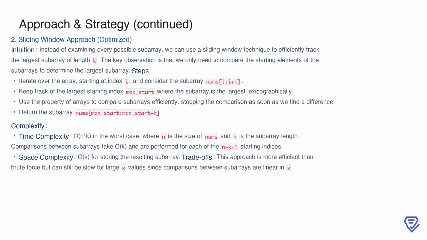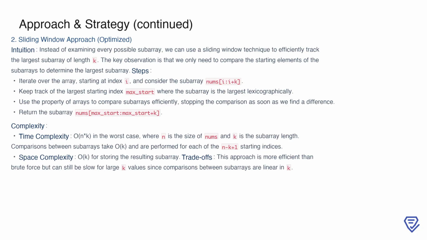Instead of examining every possible subarray, we can streamline the process using a sliding window to focus only on the necessary comparisons. The key insight here is that the lexicographical order of subarrays can often be determined by comparing their starting elements, allowing us to avoid redundant evaluations. As we iterate through the array, we consider each subarray starting at index i and of length k. We then track the index max_start of the lexicographically largest subarray seen so far. By leveraging the property of arrays where comparisons can terminate early upon finding a difference, this method improves efficiency.